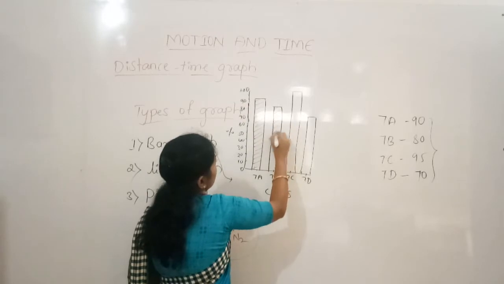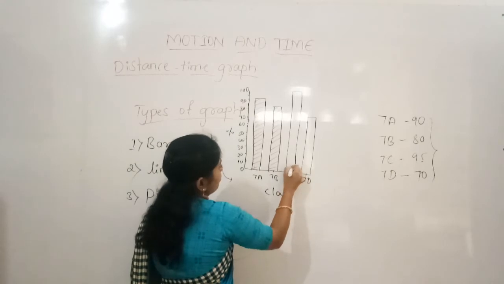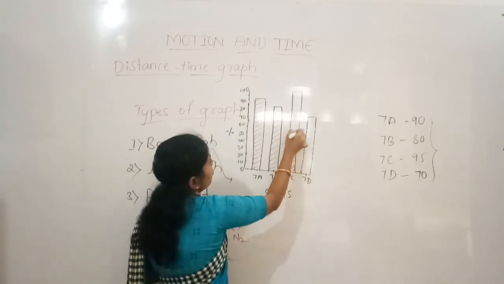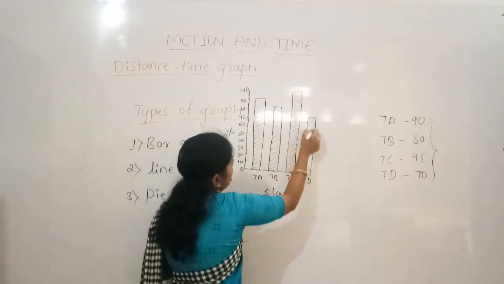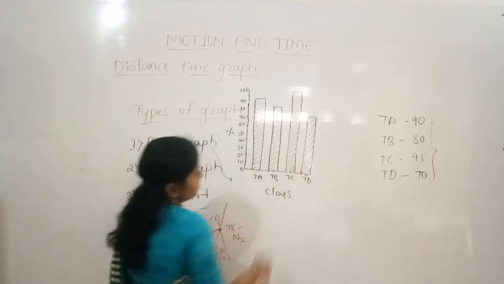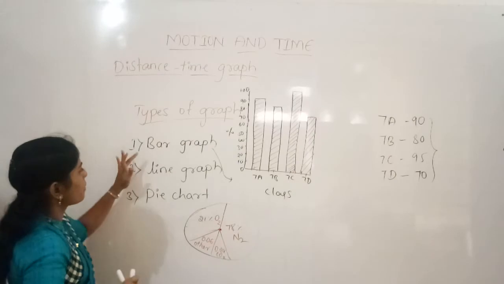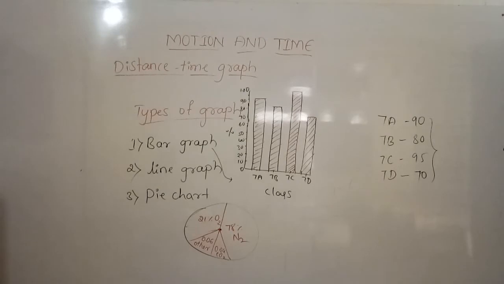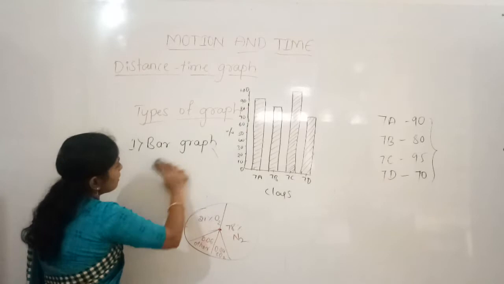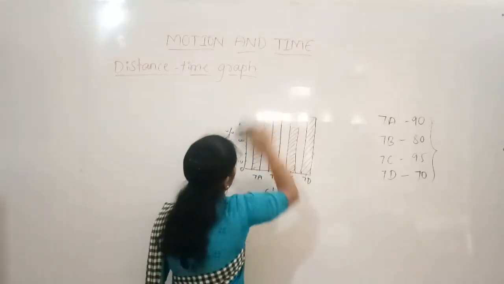So by doing this, we can easily understand the scores of each team. Each class score we will understand by these bar graphs. So this is how we can draw the bar graphs. Is it clear? Right. So these are the types of graphs: bar graph, line graph and pie chart. Now I will give you some examples, and also we can learn how to draw the distance time graph.